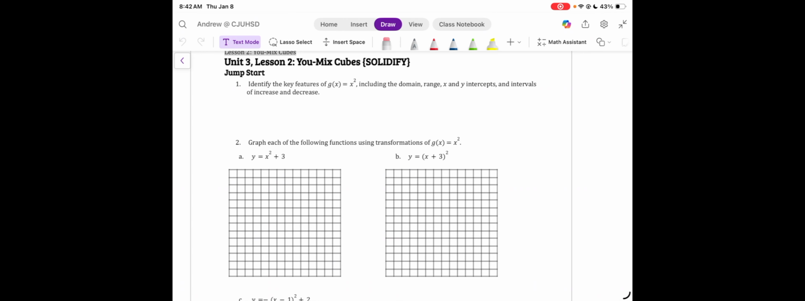Hello and welcome. This is Unit 3, Lesson 2, UMix Cubes. So what we're going to do in this lesson is connect what you know about parabolas, x squared, with the cubic function, x to the third.